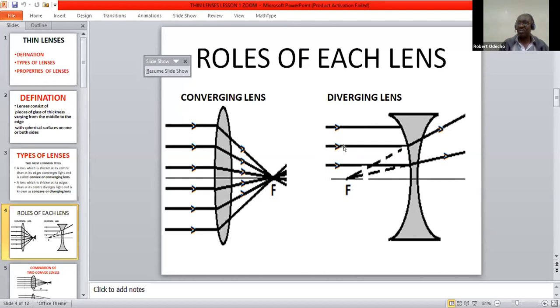The other one is the diverging lens. I am repeating, you cannot answer a question fully if you don't say converging or diverging, concave lens, convex lens, or concave mirror, convex mirror. You must put either that it is a mirror or a lens.